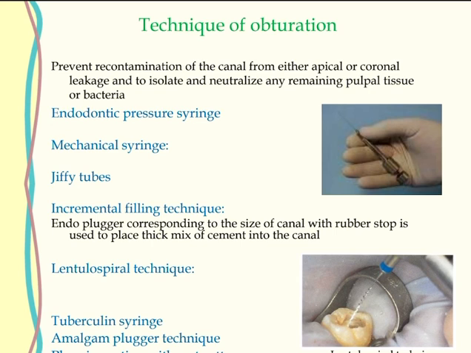You can even use a lentulo spiral. The lentulo spiral here is used with a slow speed handpiece. What you do is you mix the material, take the material on the lentulo spiral, place it inside the canal and then run the lentulo spiral. This also gives very good results for obturation. The other equipment that can be used for obturating primary teeth includes a tuberculin syringe, the amalgam plugger technique, as well as a plugging action with wet cotton.